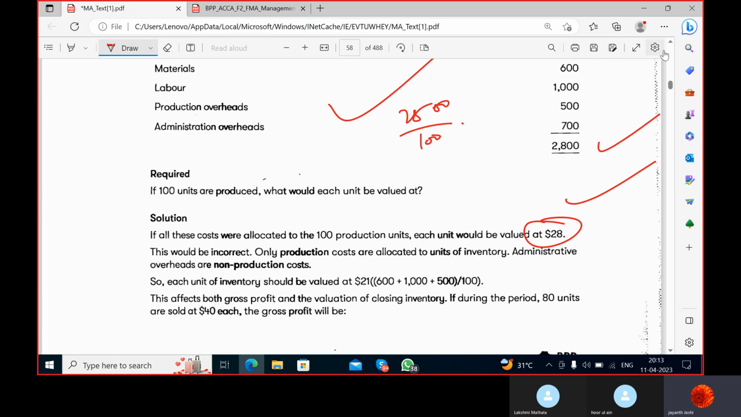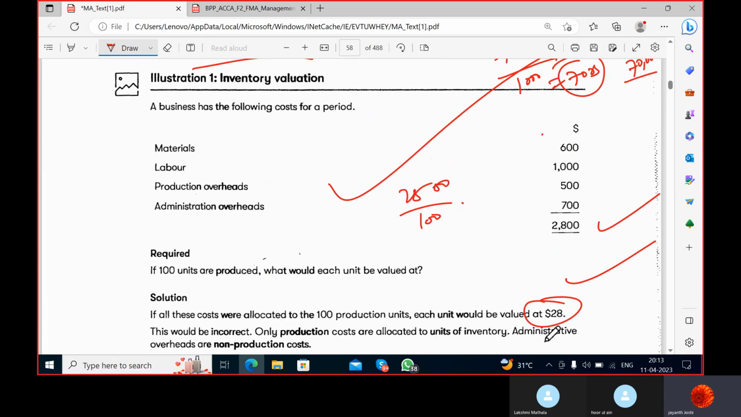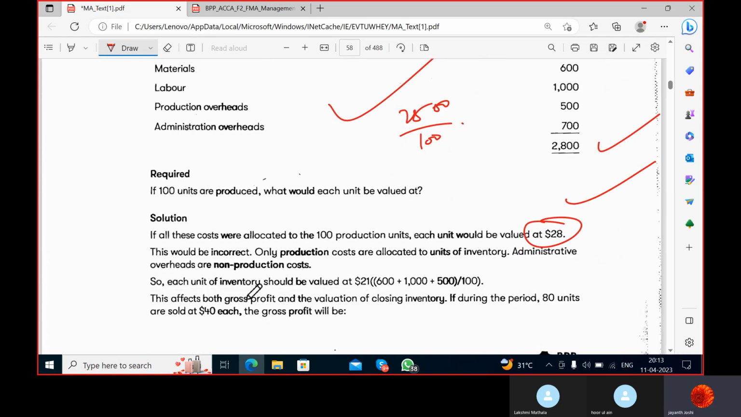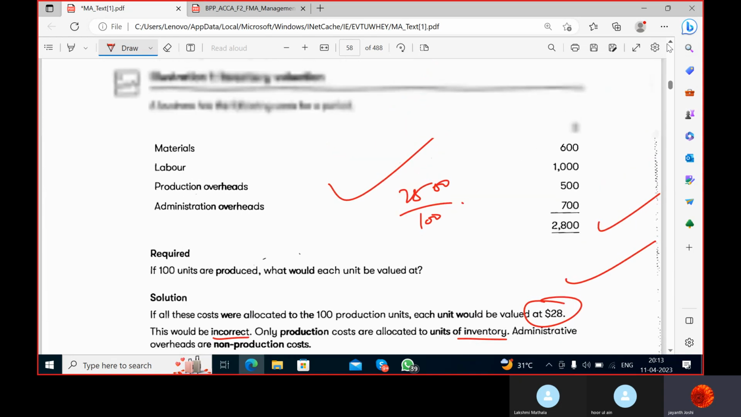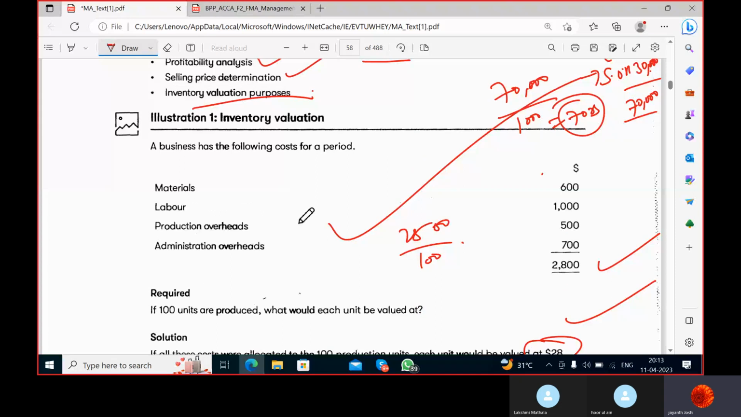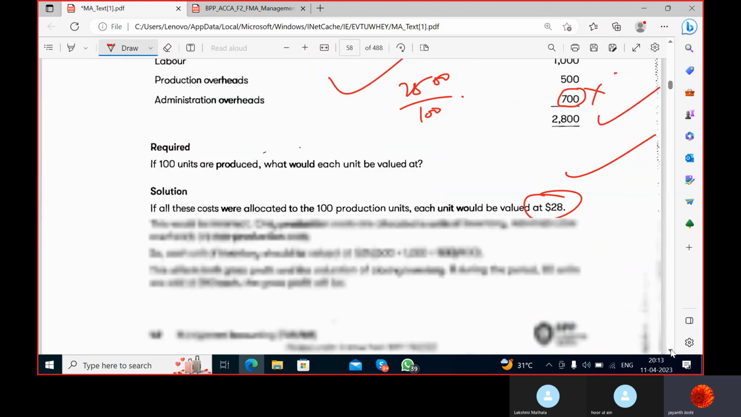Okay. And the next question they're asking is, this is the total cost. So if all these costs were allocated to 100 production units, each unit will be valued at $28. Understood? And this would be incorrect. Why will this be incorrect? See, only production costs are allocated to units of inventory. Administrative overheads are non-production cost. So we will remove what? We will not take these administrative overheads.